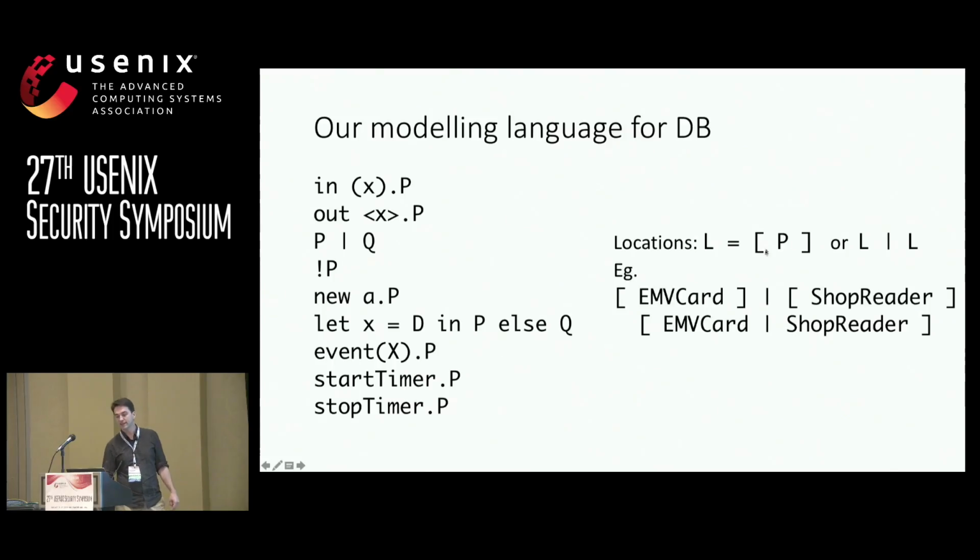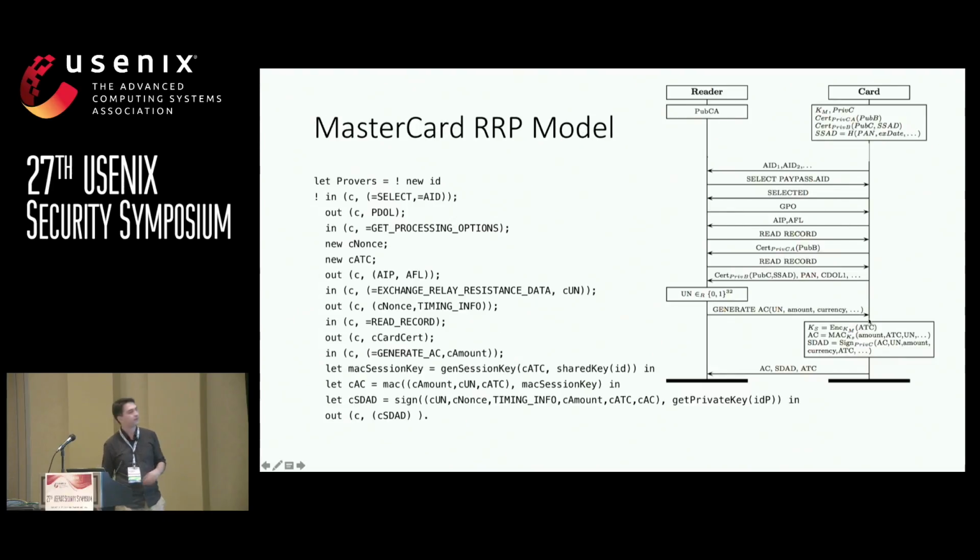So what we would like is for a correct protocol, if we have a card and a reader at different locations, the protocol should refuse to work. Same location, it should run. Now, using this language, we can model the protocol I just showed you. It looks something like this. Again, full details of what all this means are in the paper.